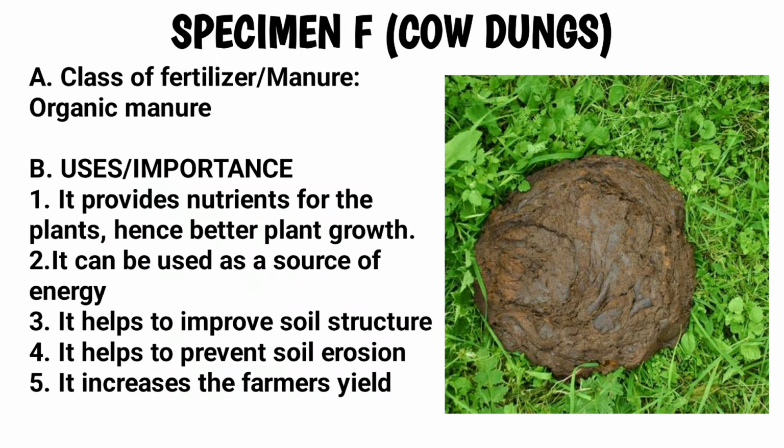So next is specimen F, which is the cow dung. The cow dung is the feces of cow or cattle, and it is an organic manure. It provides several uses or importance to the crop and also to the farmer. The two important uses are it provides nutrients to the plant for better plant growth. Also, it is used as a source of energy. Then for the importance, it improves soil structure, it helps to prevent soil erosion, and also it increases the farmer's income or the farmer's yield.